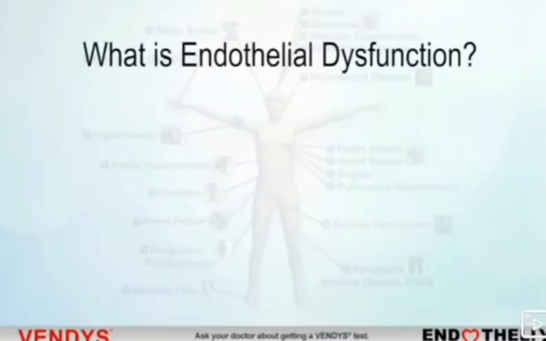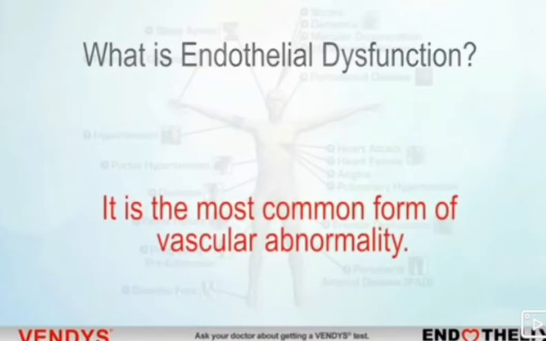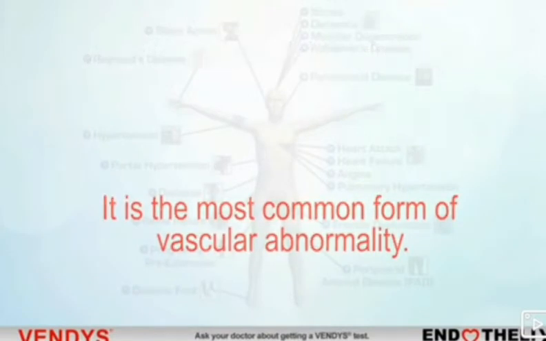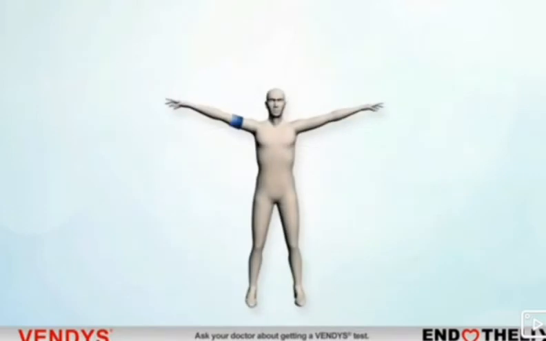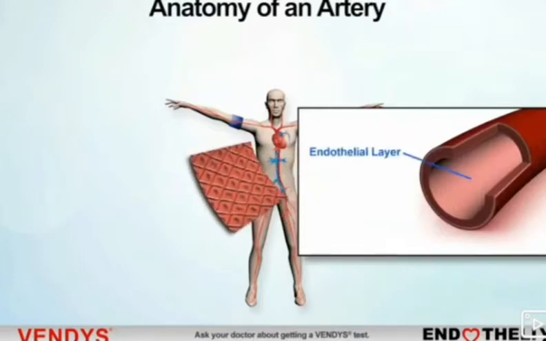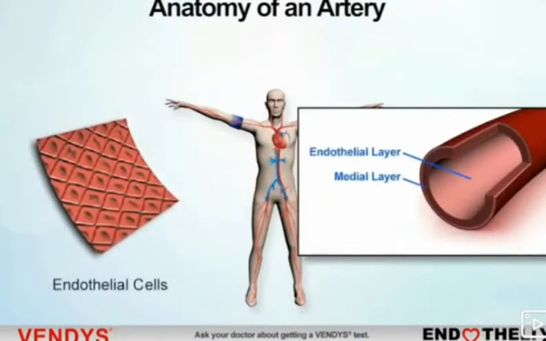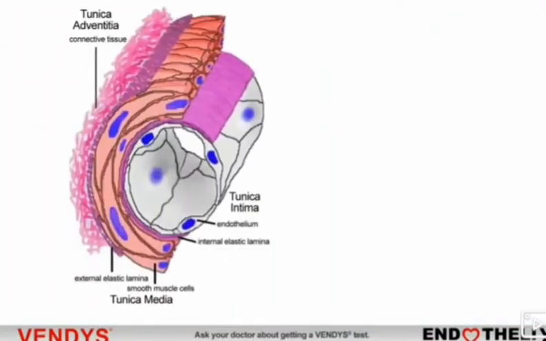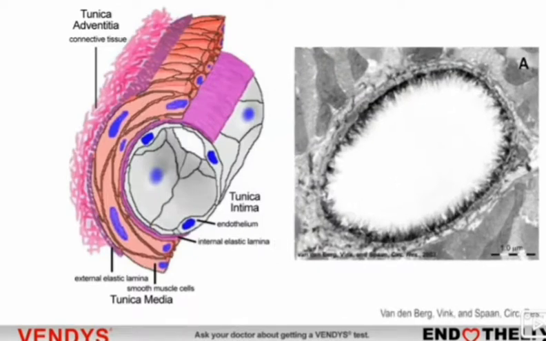What is endothelial dysfunction? It is the most common form of vascular abnormality. Endothelial cells are the inner lining of blood vessels. Each artery has 3 layers: the endothelial layer, medial layer, and adventitial layer. The endothelial layer is the innermost layer, the so-called brain of the arteries, and is considered the most important layer.